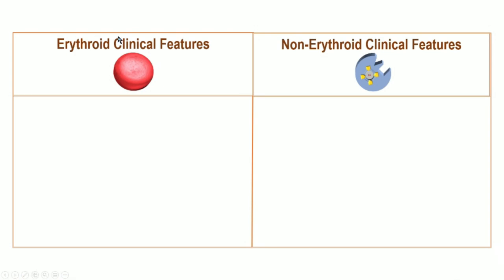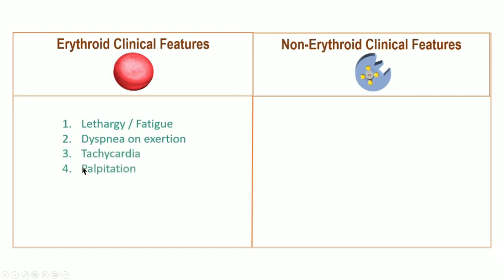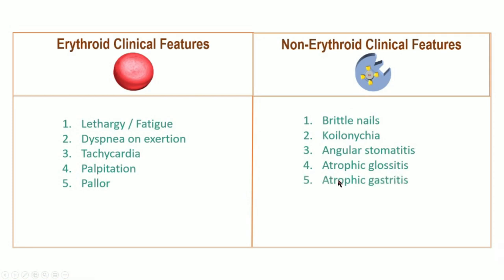So in a nutshell, the clinical features of iron deficiency anemia are of two types. The erythroid clinical features, which are mainly mediated through the deficiency of hemoglobin in the RBC, and non-erythroid clinical features, which are not due to deficiency of hemoglobin, but are mainly mediated through the deficiency of iron containing enzymes. Erythroid clinical features are lethargy and fatigue, dyspnea on exertion, decreased exercise tolerance, tachycardia, palpitation, and pallor. Non-erythroid clinical features are brittle nails, koilonychia or spoon-shaped nails, angular stomatitis, atrophic glossitis, atrophic gastritis, pica, and restless leg syndrome.